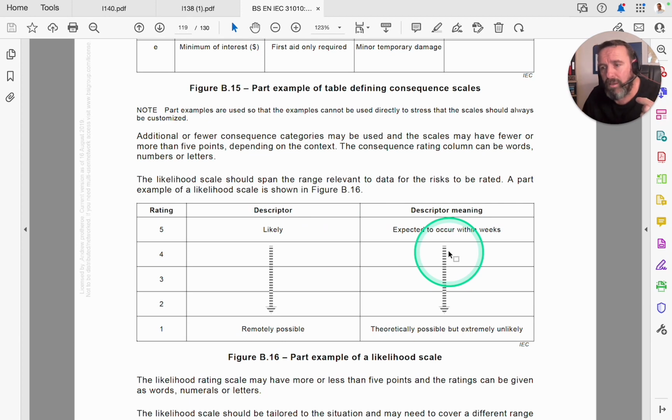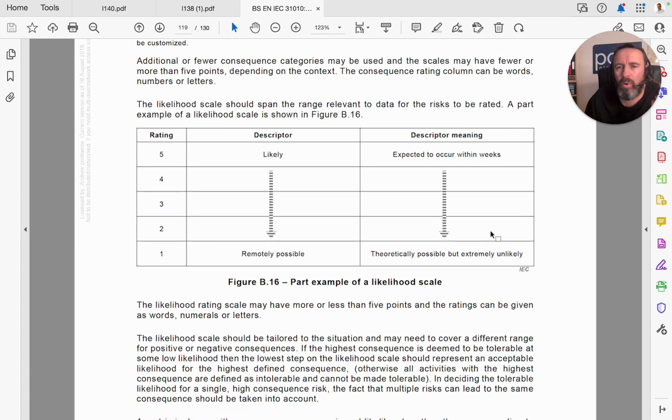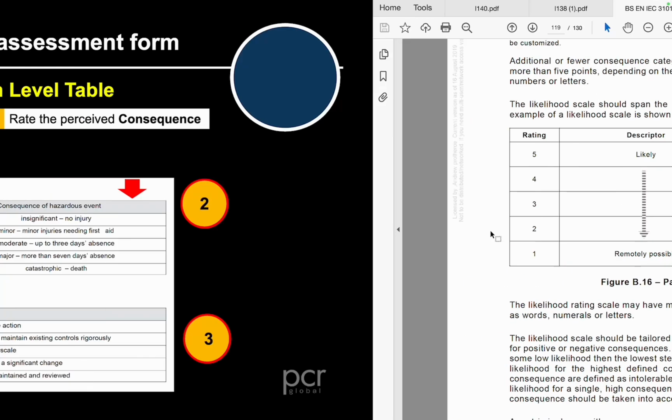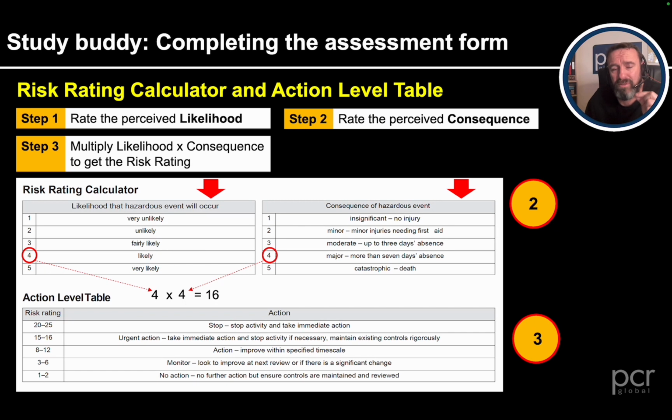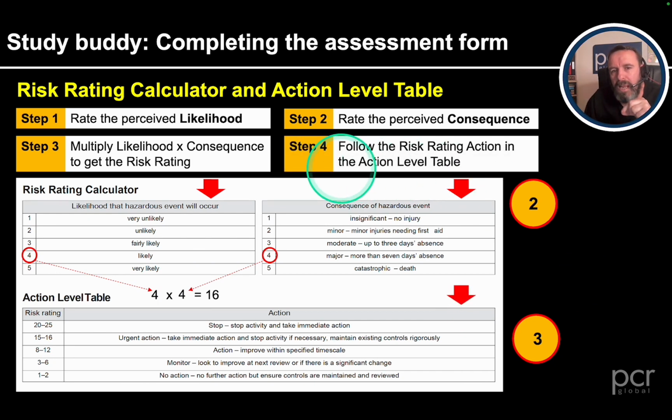That is what's missing from that risk assessment template. So earlier on, the one we looked at, which we look at again, it had very unlikely, unlikely, fairly likely, but it didn't have what that meaning was. So unless we do that, then again, I'm not going to say it's guesswork because it's bringing us onto the target, but ultimately, it's not an exact science, and that really is what I'm saying. So what do we mean by likely? So the next step, okay, step 4, follow the risk rating action in the action level table.